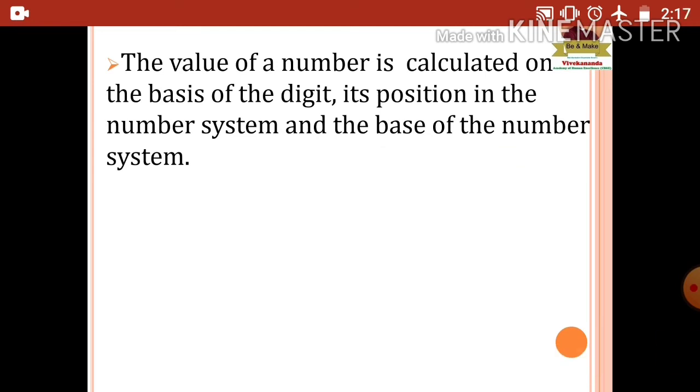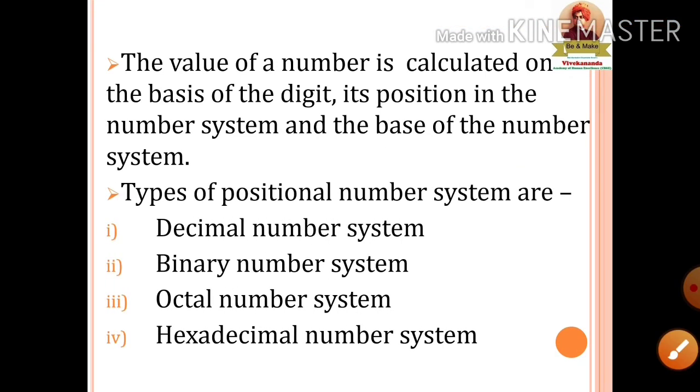Now this positional number system is again divided into 4 subtypes. What are those 4 subtypes? First is the decimal number system, then the binary number system, octal number system, and hexadecimal number system. So these are the 4 types: decimal, binary, octal and hexadecimal. You are all working right now in the decimal number system. How we are going to work in binary, octal and hexadecimal, or how the numbers are represented in the rest of the 3 number systems, we are going to learn in this lesson. So let us move further to the decimal number system.